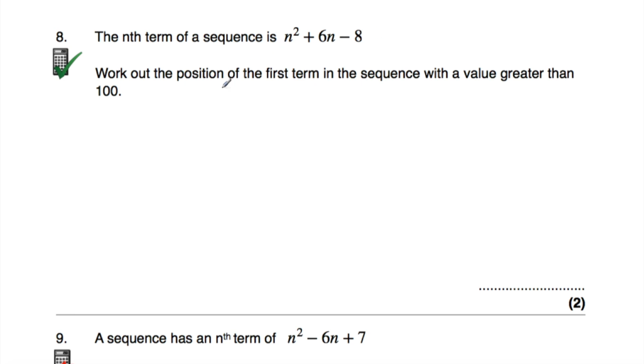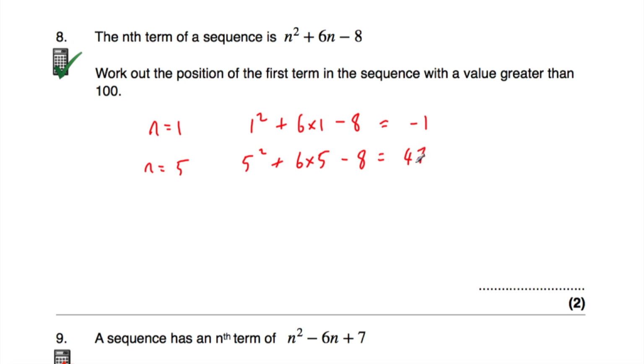So here we've got the nth term, so let's let n equal 1 to begin with. If we do that, we get 1 squared plus 6 times 1, subtract 8. This is a calculator question, so we can just type this into our calculator and we will get an answer of negative 1. Now we want to find the term in the sequence that's got a value greater than 100, so let's let n equal a larger number, so let's let n equal 5. Let's look at the fifth term in the sequence, so that'll be 5 squared plus 6 times 5, subtract 8. And whenever we do that, we get an answer of 47, so that's not big enough.